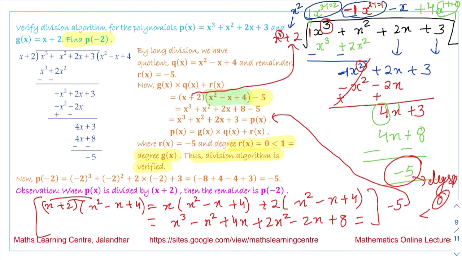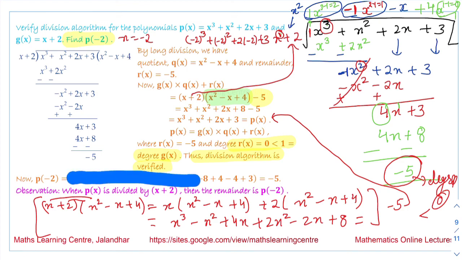The second thing we have to calculate in this case is the value of p of minus 2. To calculate the value of p of minus 2, we have to substitute x equal to minus 2. So it is minus 2 cube plus minus 2 square plus 2 into minus 2 plus 3. When you solve this value, you will get the answer minus 5. So the value of the polynomial is minus 5, and the question was again in two parts.